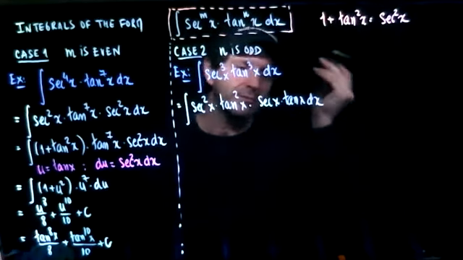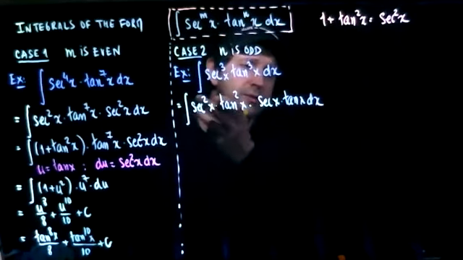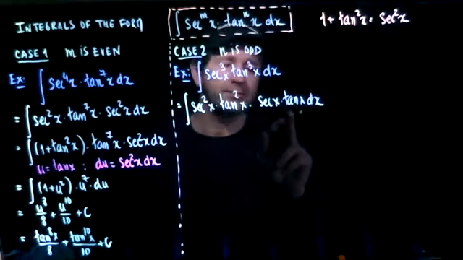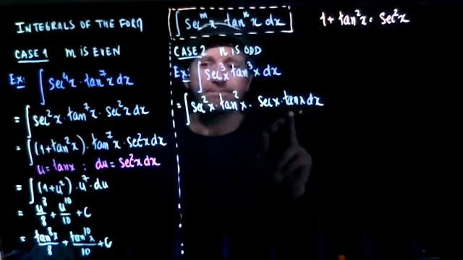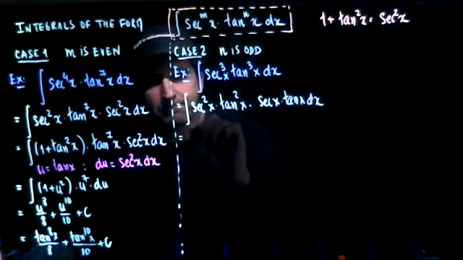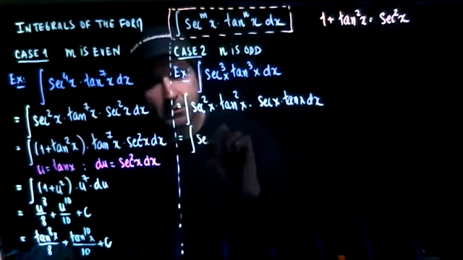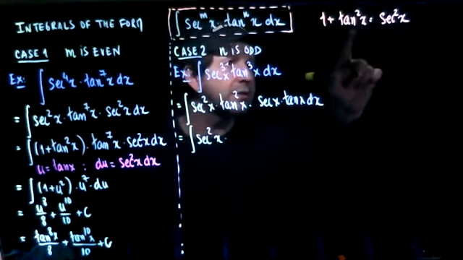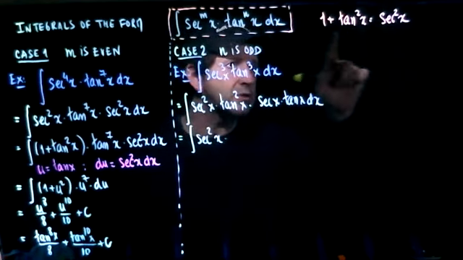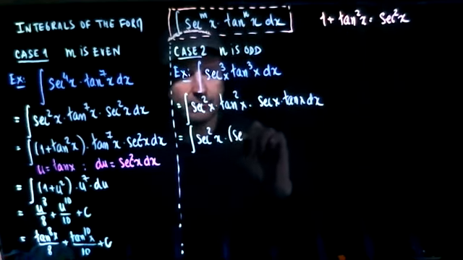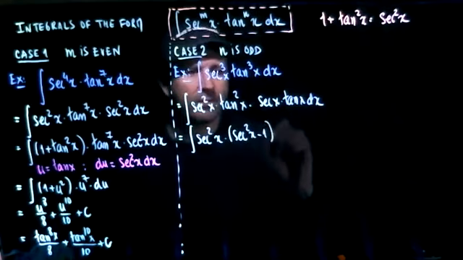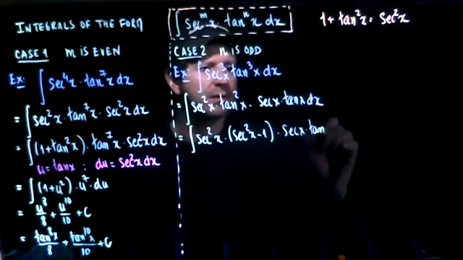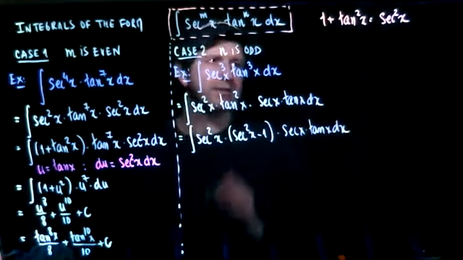That means that I'm going to use u equals secant, because the derivative of secant is secant tangent. So secant squared x times, and tangent squared is what? Tangent squared is secant squared minus 1, times secant x tangent x dx.